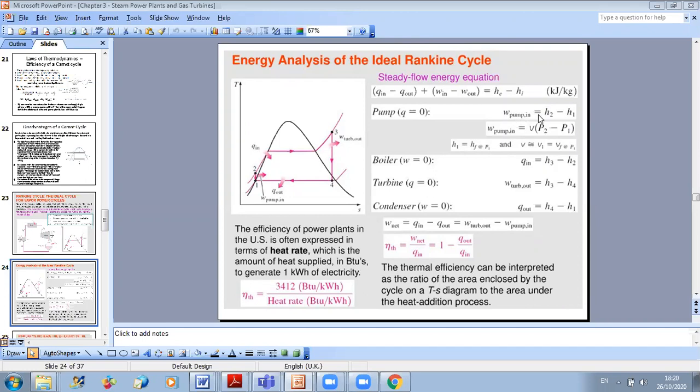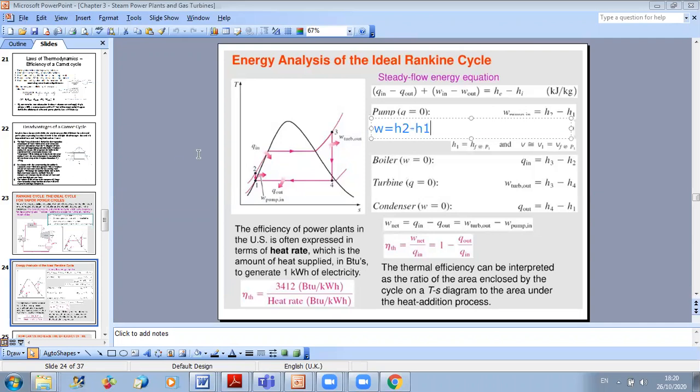Once I find the work in the pump, I can apply the energy equation for the pump. For the pump, what is happening? I don't have a heat loss. I have only energy exchange through work. So I can write that for the pump, and of course, I neglect variation in kinetic and potential energies. If I apply the energy equation, Q is 0, so I have W equal to the variation of enthalpy, H2 minus H1.